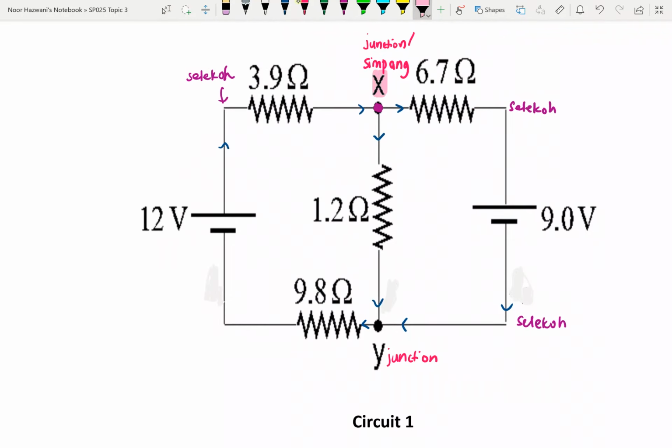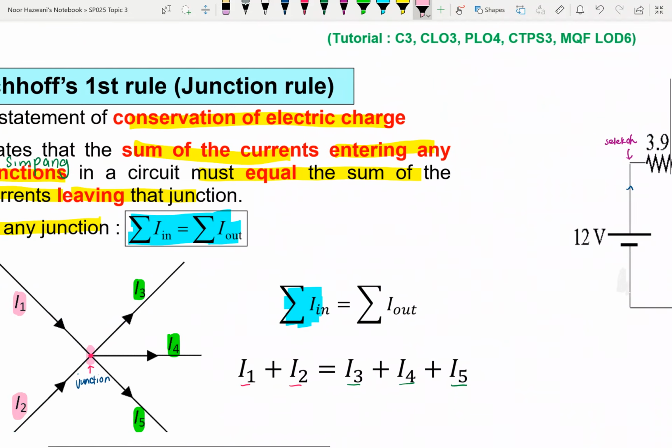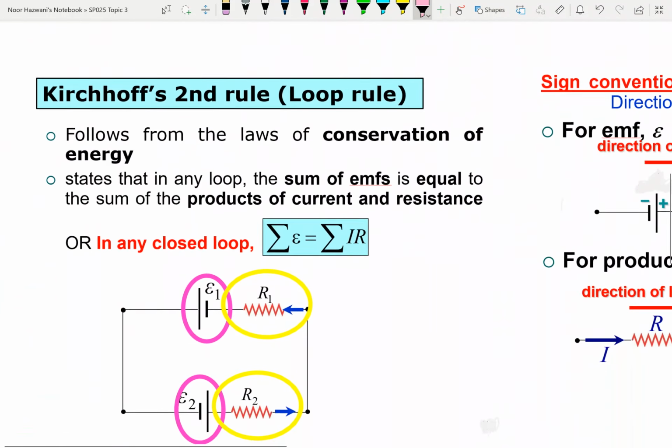Junction X dan juga junction Y. Yang tu pun student kena familiar juga. Which one is junction, which one is selection. Okay, so we're done for the first rule of the Kirchhoff.